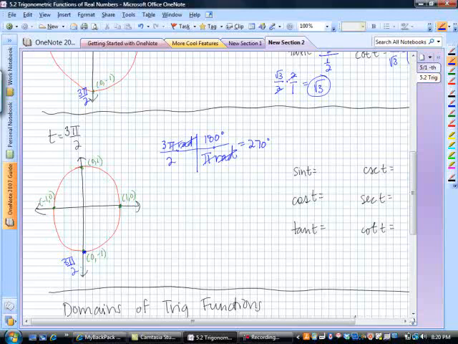So the sine of 3 pi over 2 is the y value, -1. Cosine is the x value, 0. Tangent is -1 over 0, y over x. So the tangent of 3 pi over 2 is undefined.